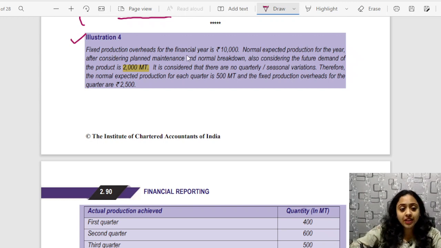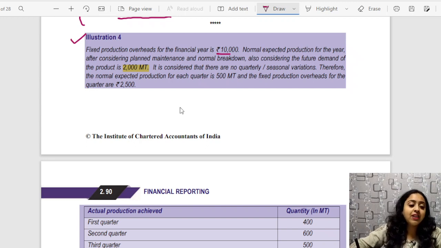Fixed production overheads for the financial year is 10,000. Normal expected production for the year, after considering planned maintenance and normal breakdown, also considering the future demand of the product, is 2000 MT, metric ton. It is considered that there are no quarterly or seasonal variations. Therefore, the normal expected production for each quarter is 500 metric ton. Annual is 2000 and for each quarter it is 500, 500, 500.